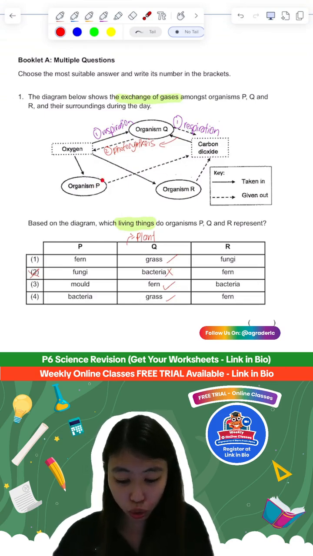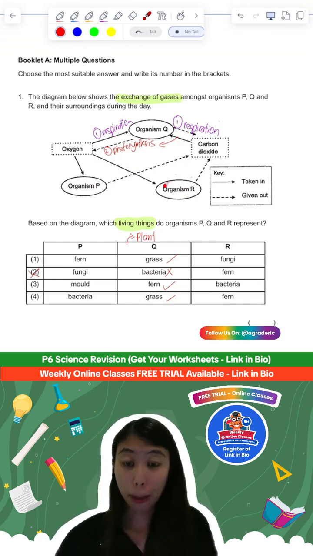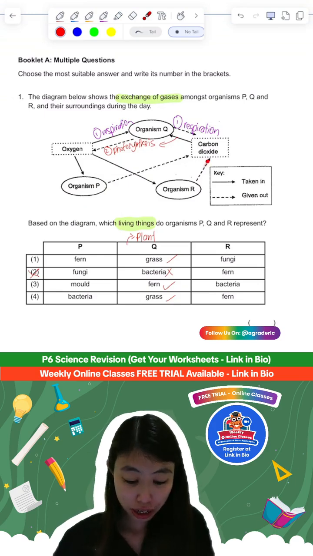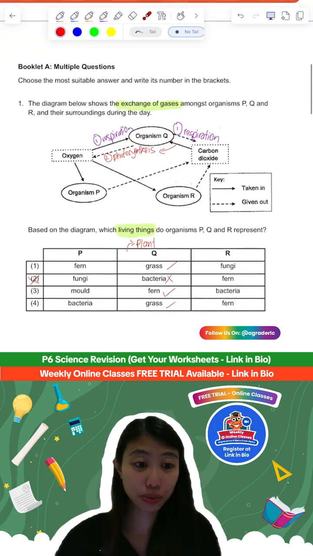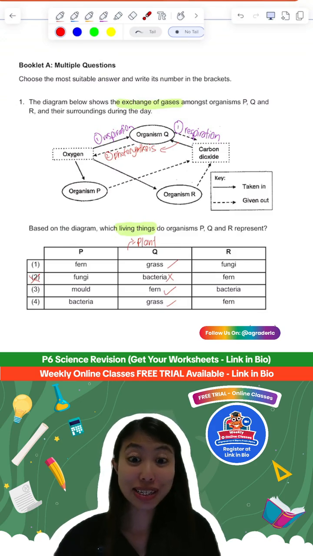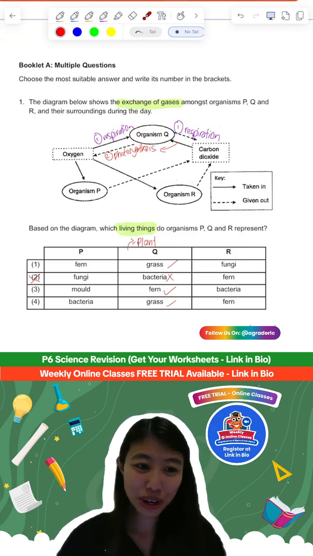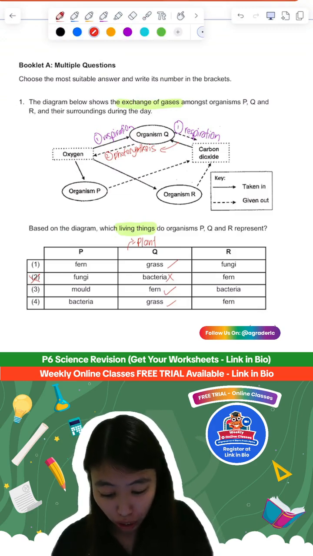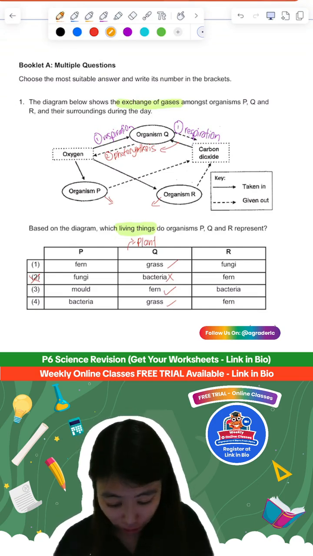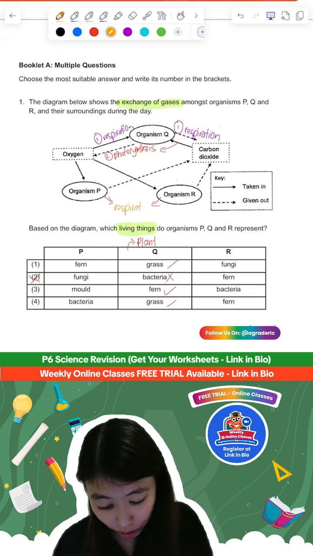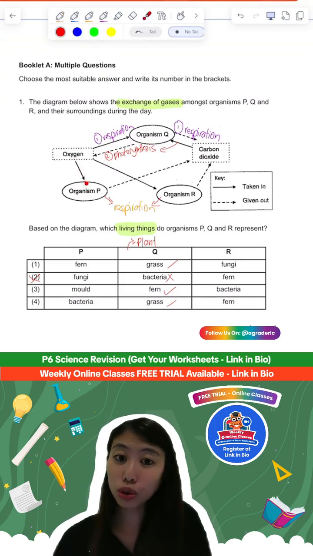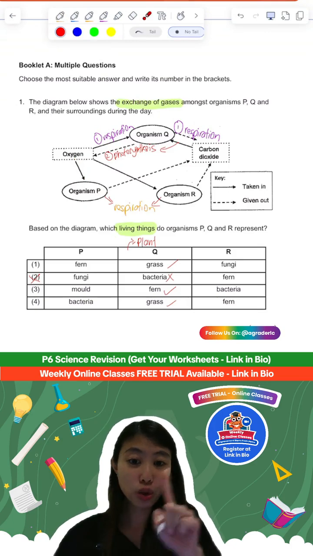What do you notice about these two? What process do they undergo? Based on the arrows, they take in oxygen and give out carbon dioxide. So what process do P and R undergo? Very good, respiration. Both of these organisms only undergo respiration. It doesn't photosynthesize, because there's only one arrow going to the organism and leaving the organism. So it's only one process.